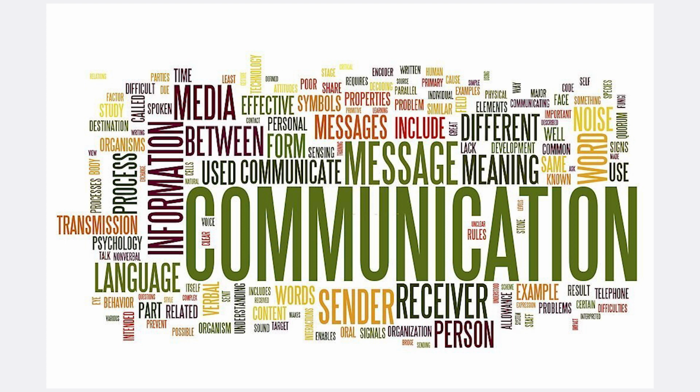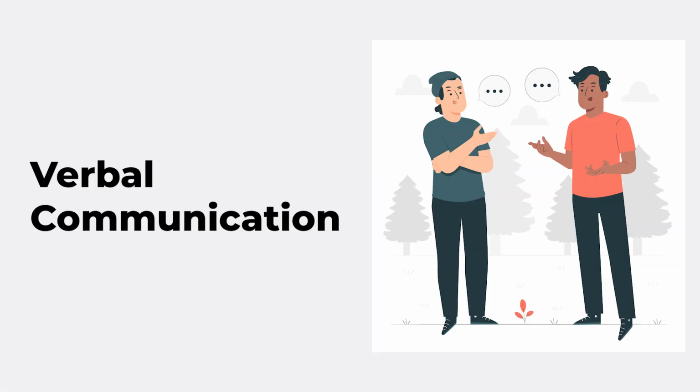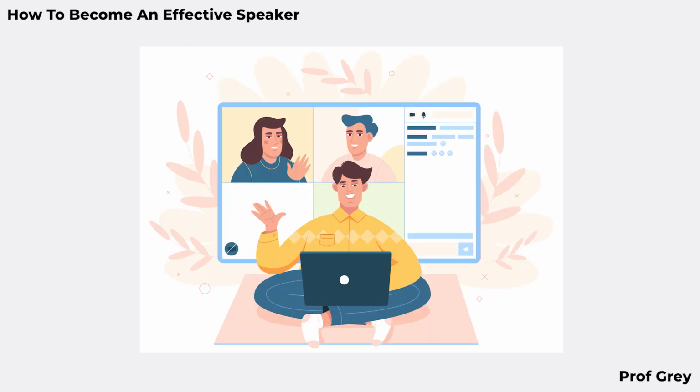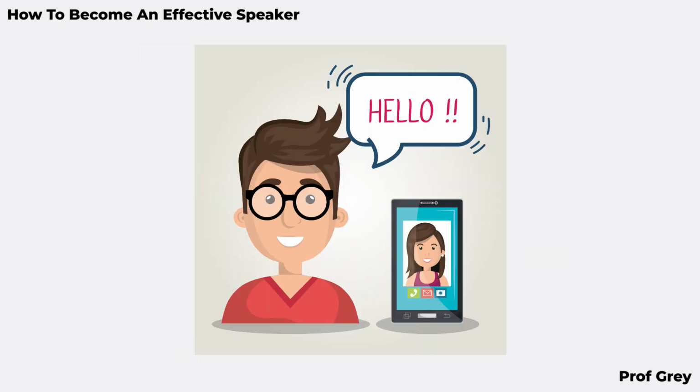There are several types and forms of communication. They are verbal communication, non-verbal, written, visual, interpersonal, mass communication, group communication. Verbal communication is the use of spoken or written words to convey a message. It usually includes face to face conversations, phone calls, video conferencing, emails, and text messages.